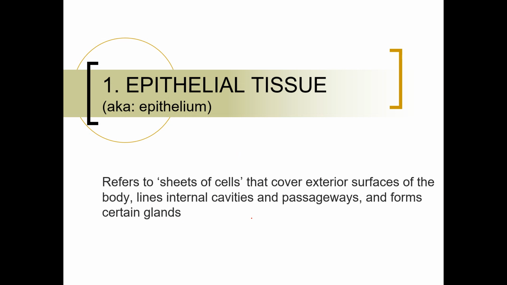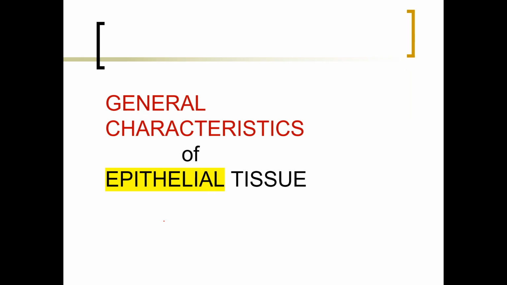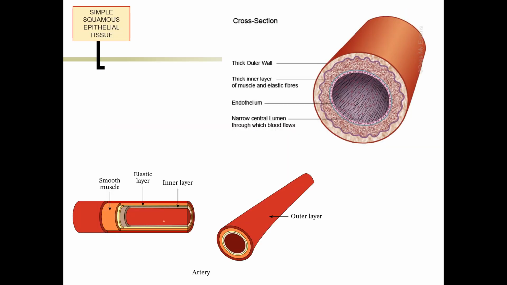So when we're talking about epithelial tissue, generally it is sheets of cells that covers an exterior surface of a body or lines the internal open body cavities and passageways, and it also forms certain glands. Again, we're going to talk about glands in video 3B. So what are some general characteristics of epithelial tissue?